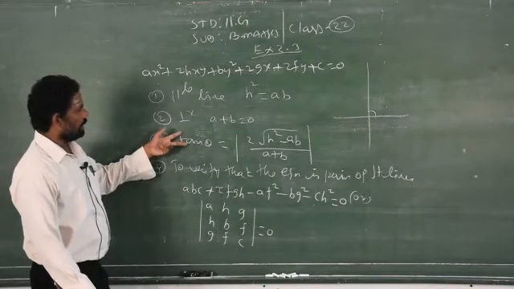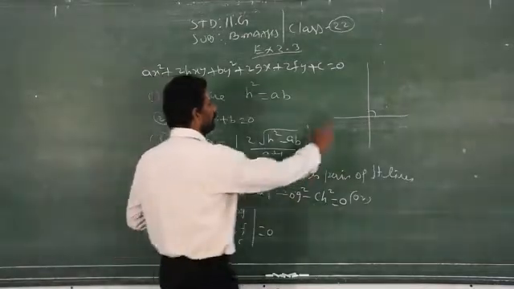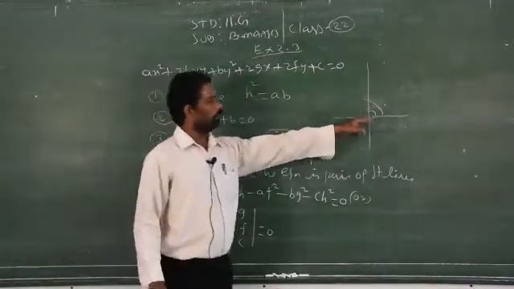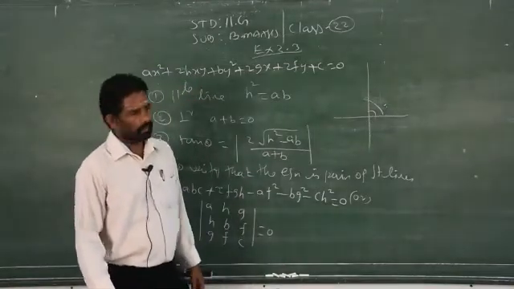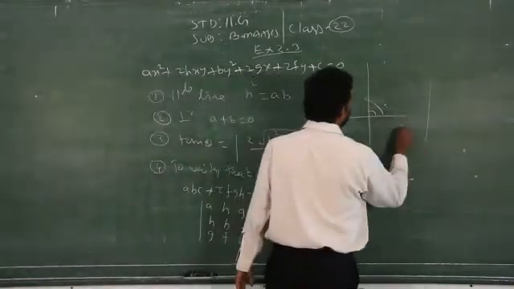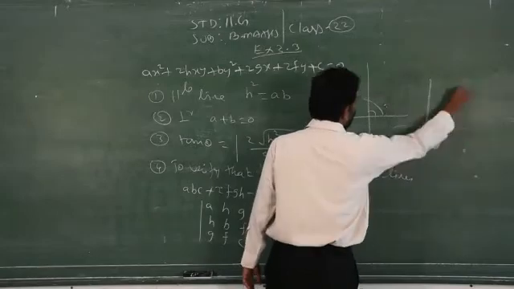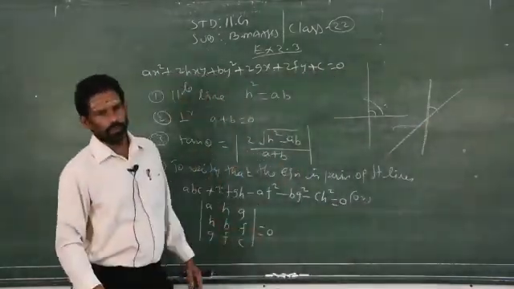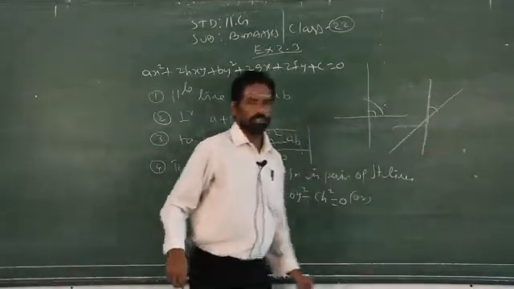This is the formula to find the angle between the two lines. What is the angle between these two lines? You have to use this formula. This is perpendicular, therefore the angle between the two straight lines is 90 degrees. So if the two straight lines are intersecting at other than 90 degrees, how do you find it? By using this formula, you have to find the angle between the two straight lines.